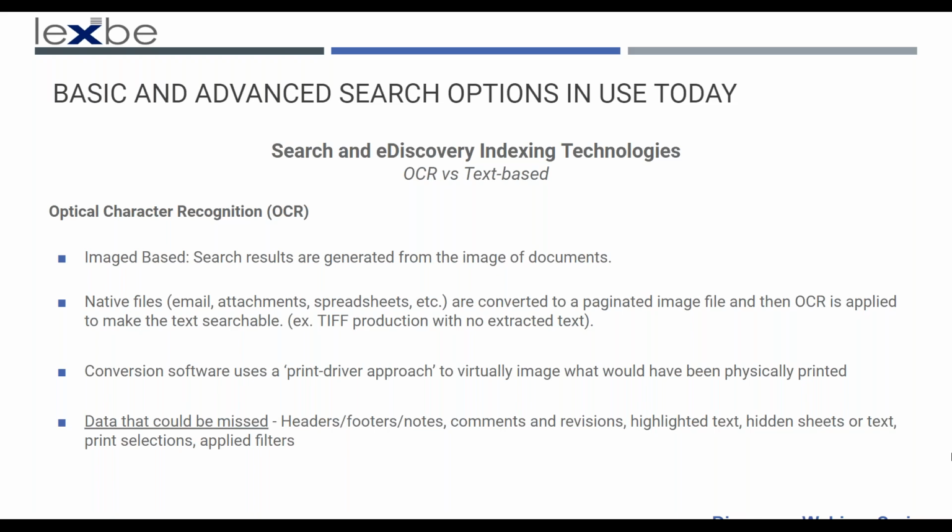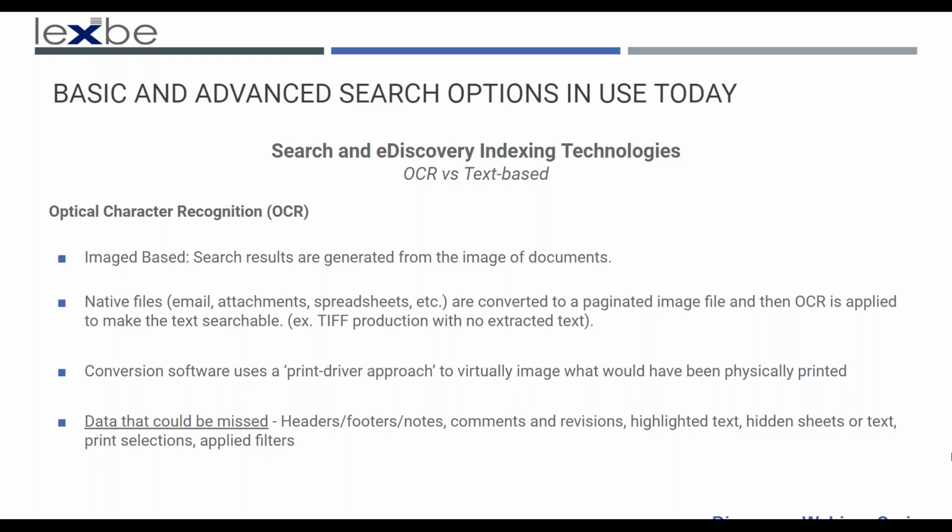Native files are converted to the image file, and then the OCR makes the text searchable. So that is what I was talking about with the Word document. Once that's uploaded, it changes into a PDF, and then the software will extract the text from the PDF, not the Word document. So the conversion software uses what's called a print driver approach, and it will image what would have been physically printed.